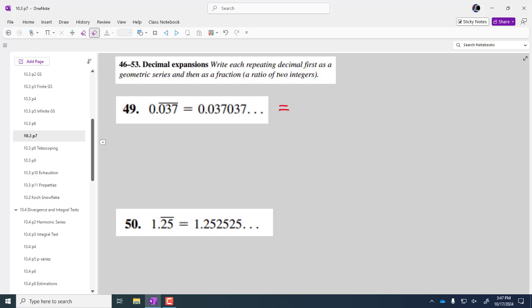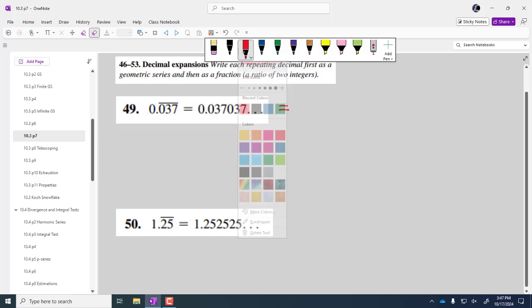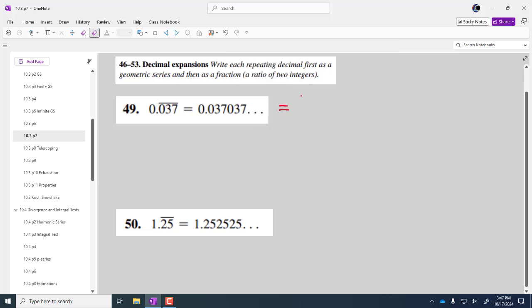Nope, not three 1/100ths. 37/100? Nope. 37/1,000ths. So that is the first fraction.